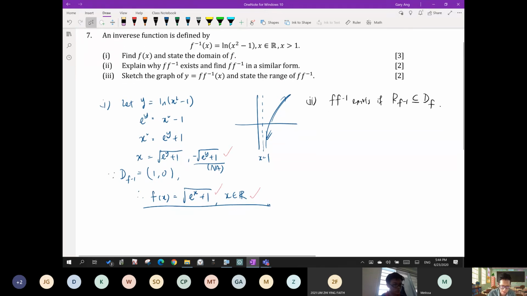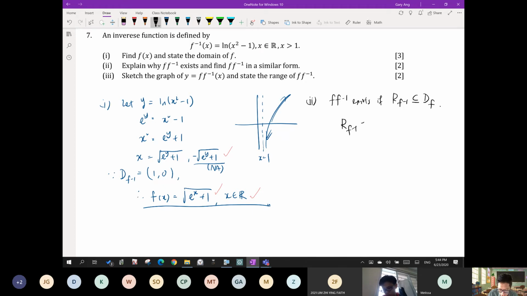Anyways, this is actually much easier than you think. You just have to explain this is true. How do you explain this is true? Well, go and find it. All right, so the range of f inverse is the domain of f, and the domain of f is, wait, hold on.